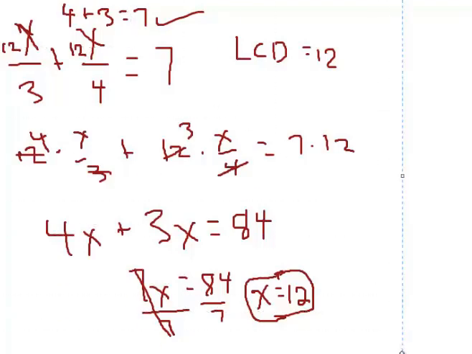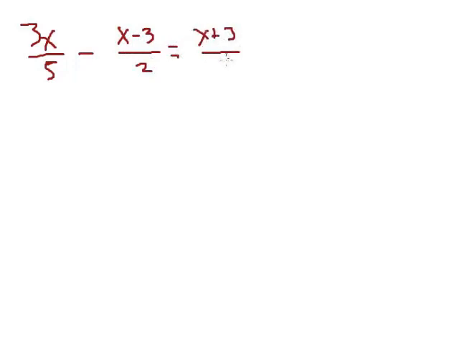Let's, along the same vein, make it a little bit more complicated. Let's try something like this. 3x divided by 5 minus, and this time we'll make the fractions a little more complex, something like this: x minus 3 divided by 2 equals x plus 2 divided by 3.